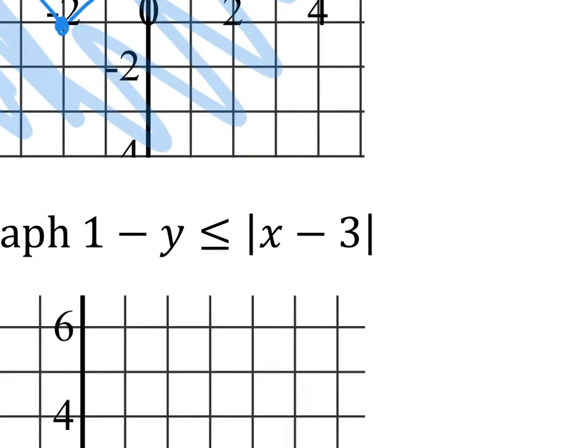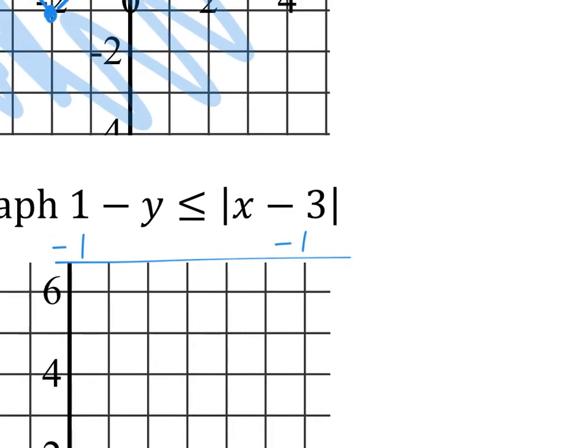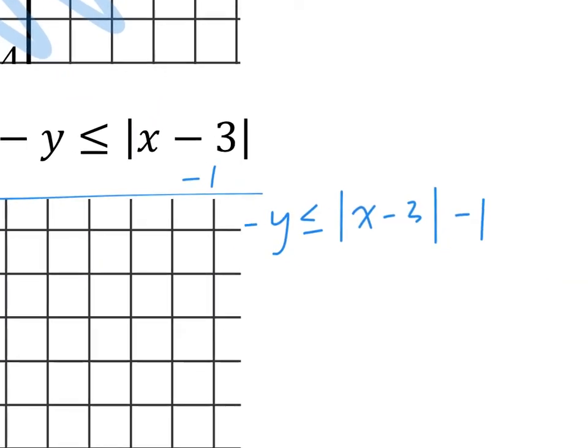Okay, so let's look at this question. First, you need to change it into general form. So that's -y less than or equal to absolute value x minus 3 minus 1. Now, there is a negative in front of the y, so we need to divide by -1 to change the sign. Now, when we change the sign, this sign changes too, and then every sign will change. So kind of review from last chapter.